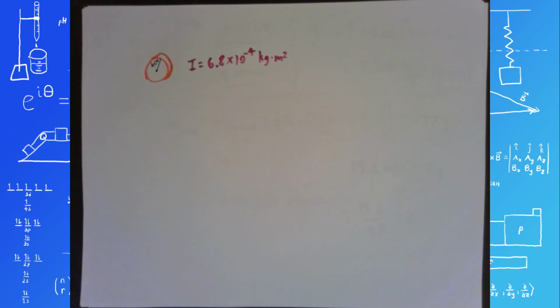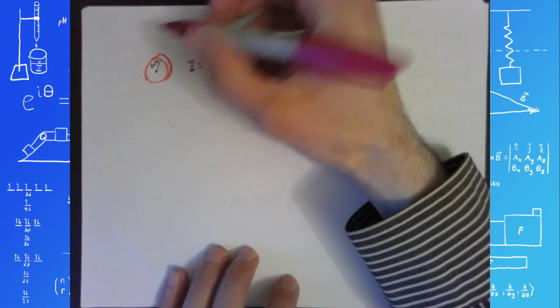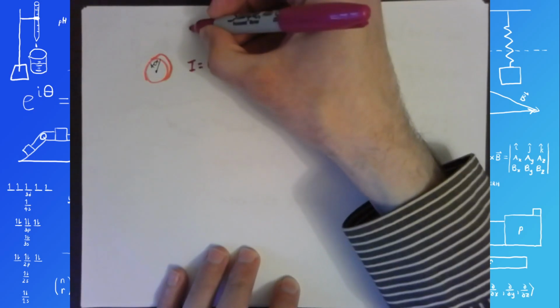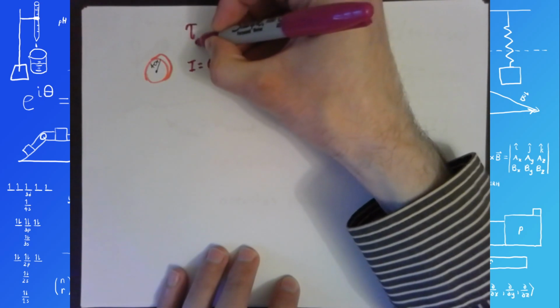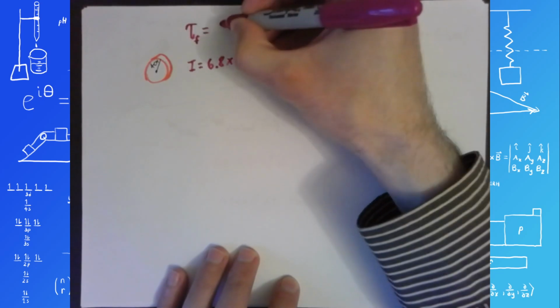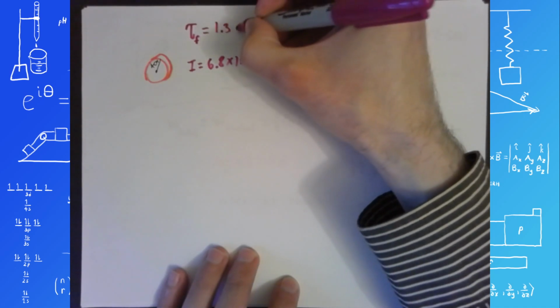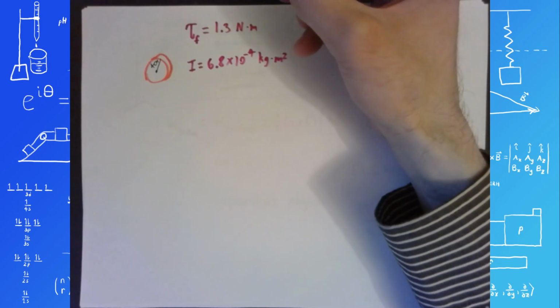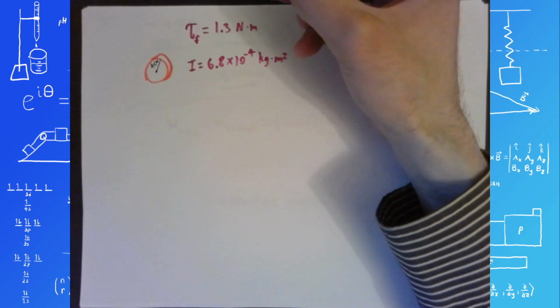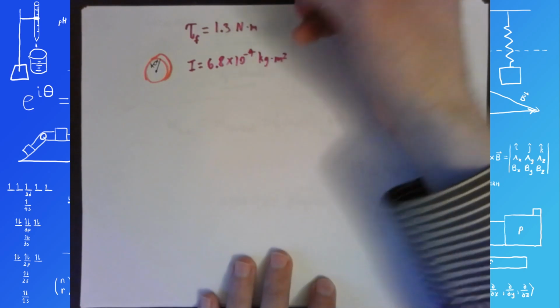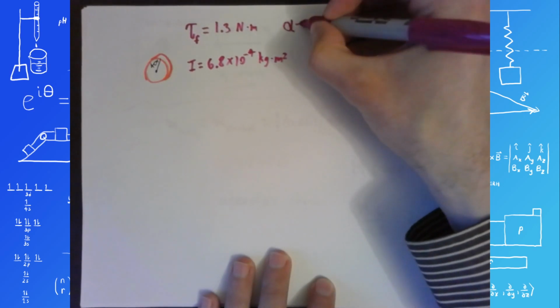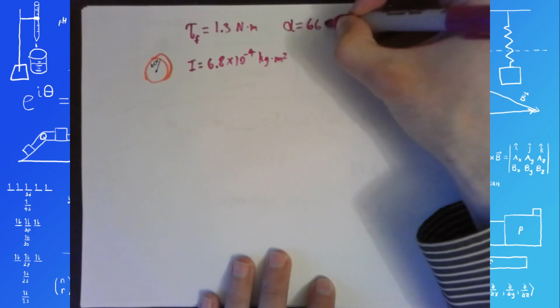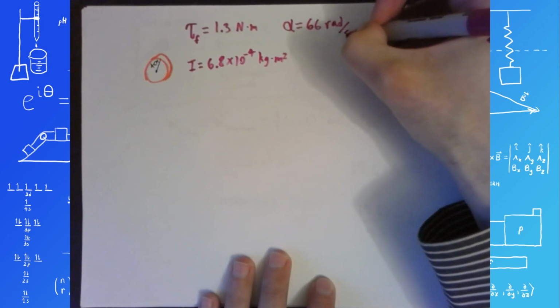So let's copy down the other data that they gave us and do some rereading. When a fish tugs on the line, there's going to be a restraining torque due to friction. So torque due to friction is equal to 1.3 Newton meters. And when the fisherman gets a bite, the reel begins to spin with an angular acceleration of 66 radians per second squared. So the angular acceleration is 66 radians per second squared.